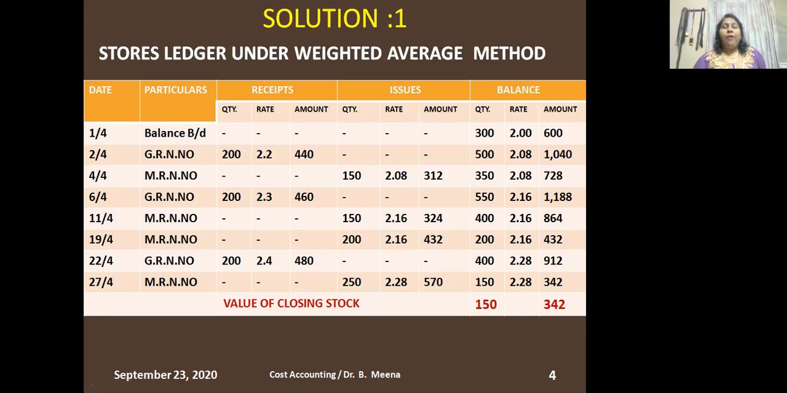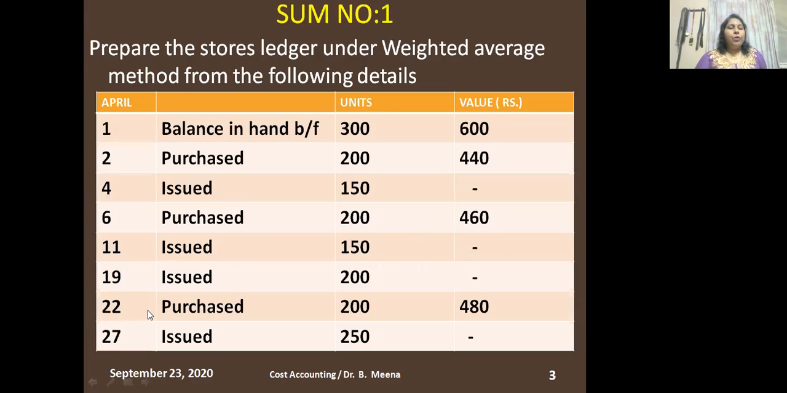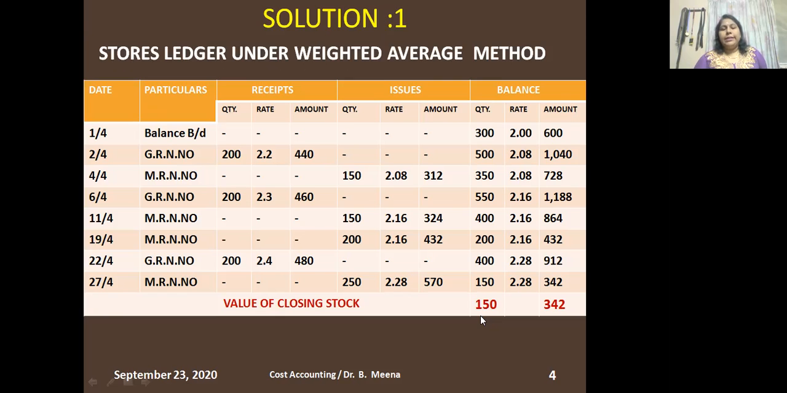Okay, then after 19th April I'll check out the next problem. 22nd April I made a purchase, so 200 value is 480. So I write in the receipts column, after filling out the date and particulars, the GRN number for the purchase. So 480 in the amount column, 200 in the quantity column. So what could be the rate? 480 divided by 200, I'll get the rate as 2.4. Then I will put nil in the issues column because no issues were made.